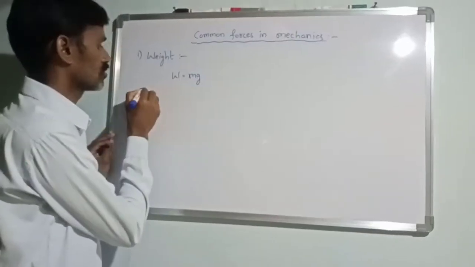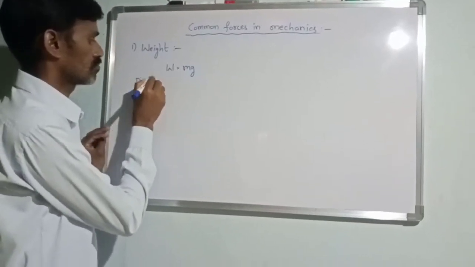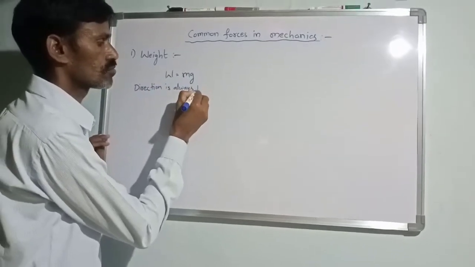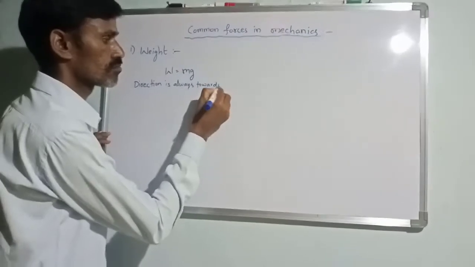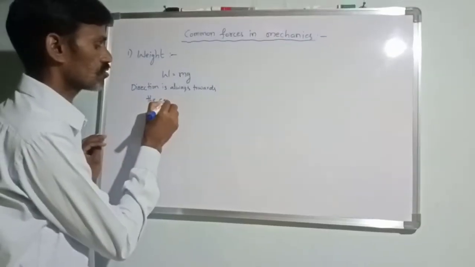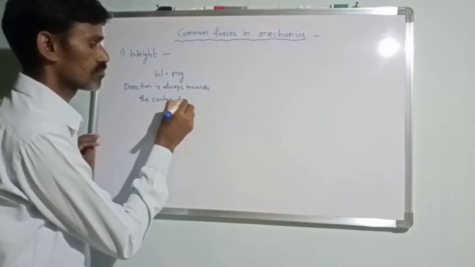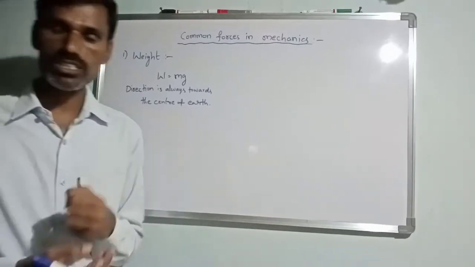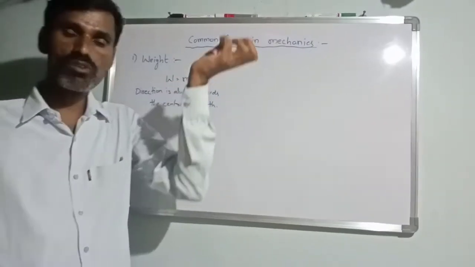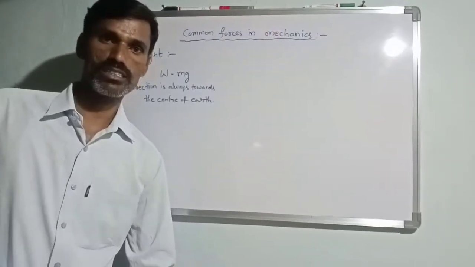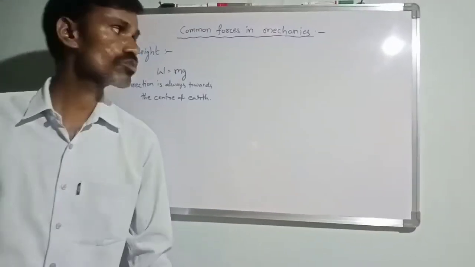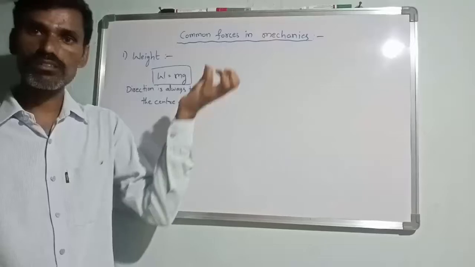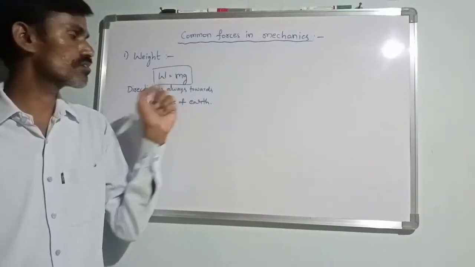Weight is such a type of force that always acts on an object towards the earth's center, which is always downwards. What is its value? It is mg: the mass of the object times the acceleration due to gravity. W is equal to mg.